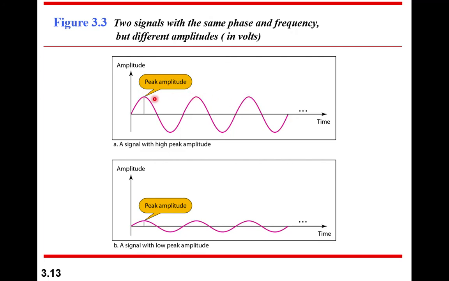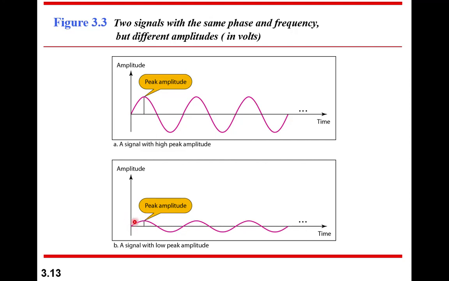This is called amplitude. Here, this is the amplitude for this wave. This is the amplitude for the waves. The highest peak value is called the amplitude. So this basically shows the intensity of a signal.